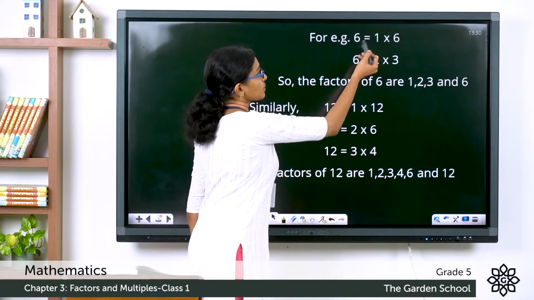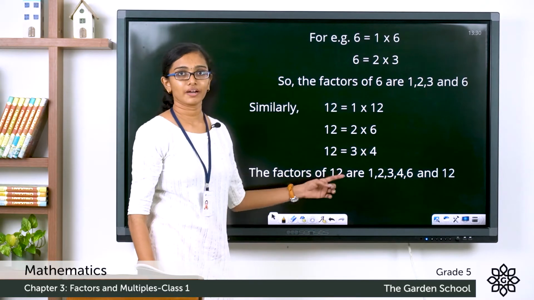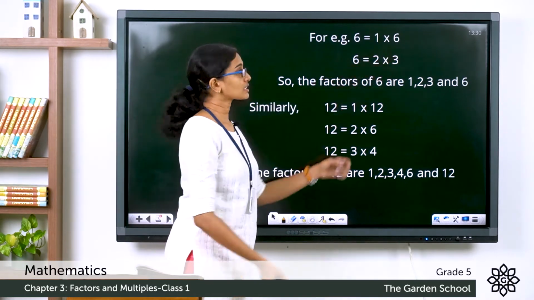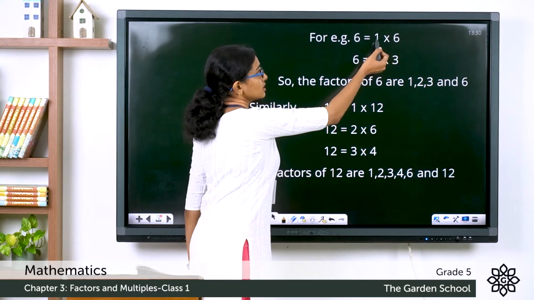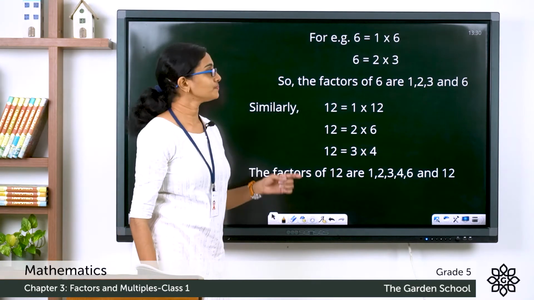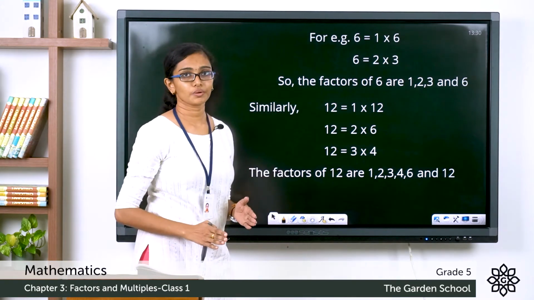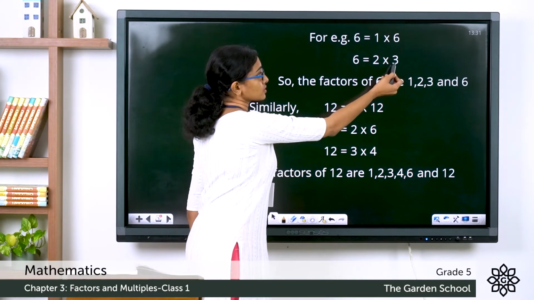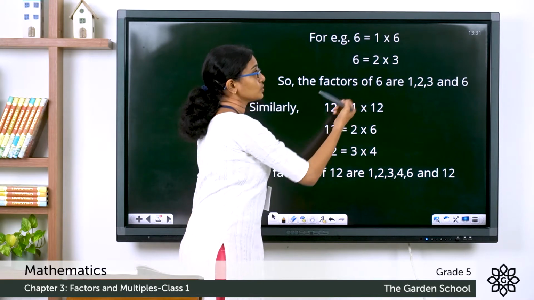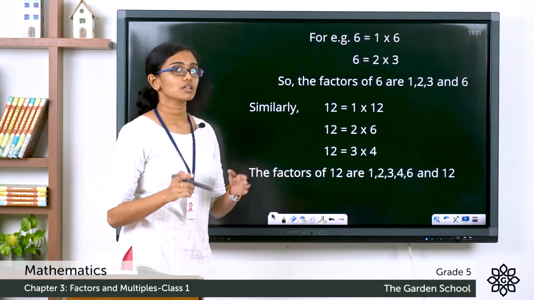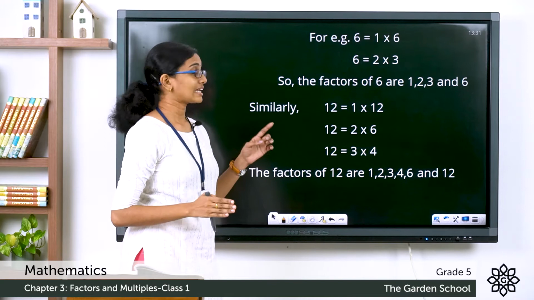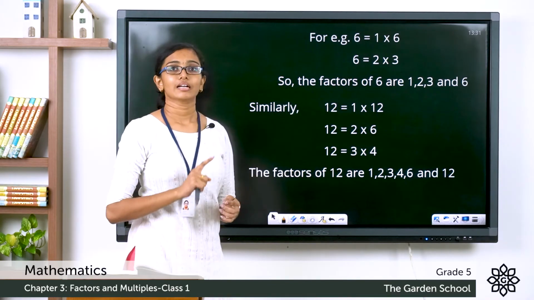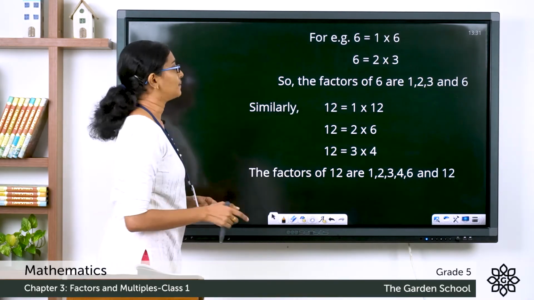See, what is 6 divided by 1? 6 divided by 1 is equal to 6. And what is 6 divided by 6? 6 divided by 6 is equal to 1. So, there is no remainder. It's complete division. This one also, 6 divided by 2 is 3 and 6 divided by 3 is equal to 2. So, the factors of any number can divide the given number completely without any remainder.